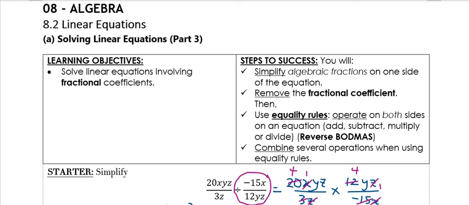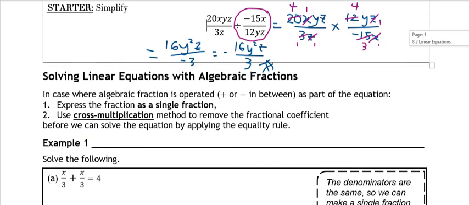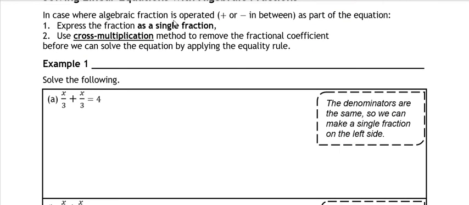Hi and welcome to another video for Year 7 Maths, still under the chapter of Algebra. Still, you're going to do solving an equation, but today you are going to focus on when it involves fractional coefficients. So later you will know how to solve linear equations that have fractions, such as this one. Later I will show how to use this cross multiplication method to remove the fractional coefficient.